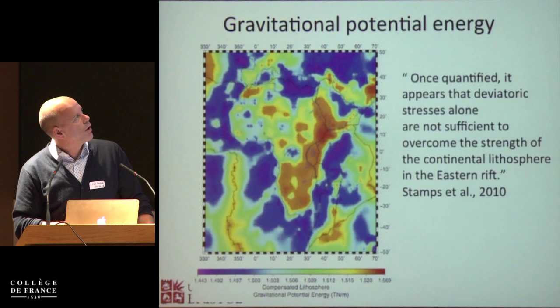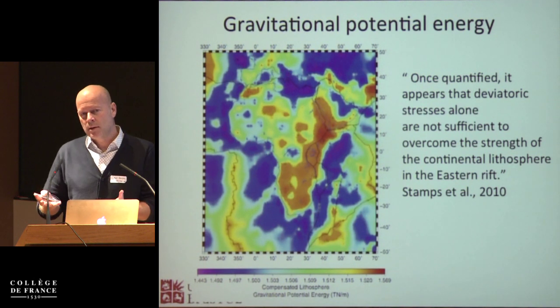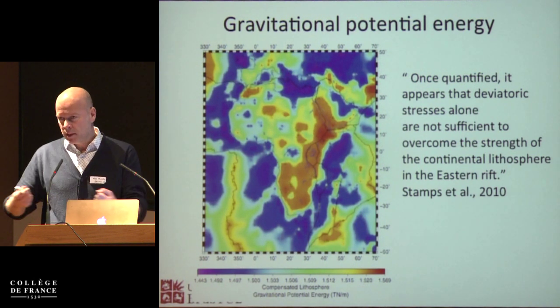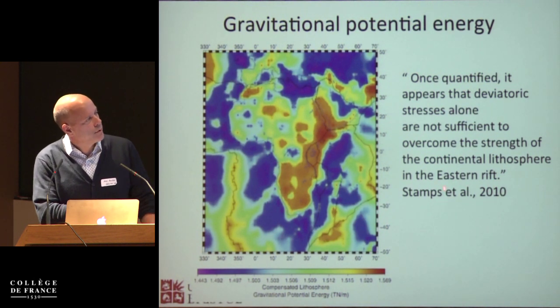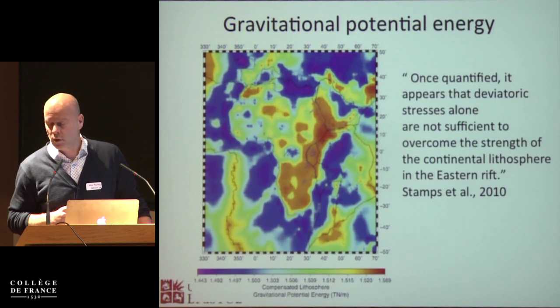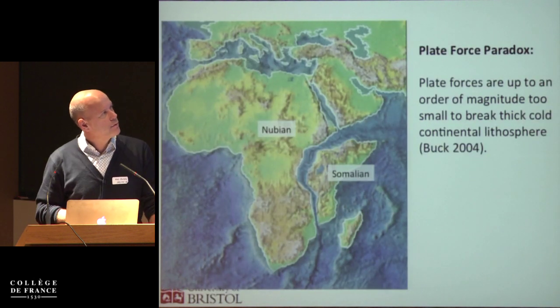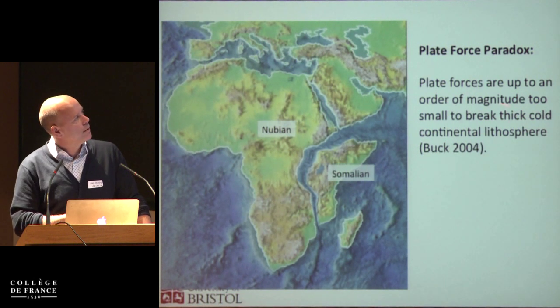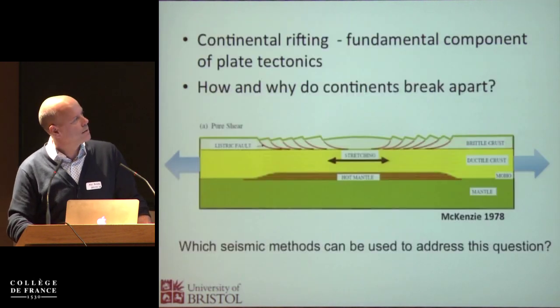And here's a paper that describes the gravitational potential energy. Essentially, because the continent is high, it wants to get back to an equipotential, and so that provides a significant force that can be used for rifting. But even, as the authors of this paper, Stamps and others from Purdue, say, even with this, there's not sufficient strength to overcome the strength of continental lithosphere. So as Buck pointed out, there's a bit of a plate force paradox, in that the forces are an order of magnitude too small to break thick, cold continental lithosphere. So we'll come back to that as a theme.